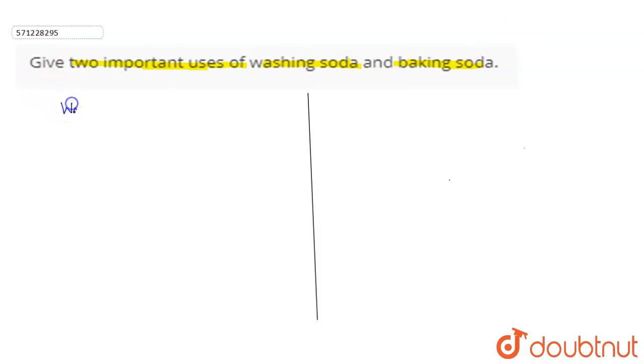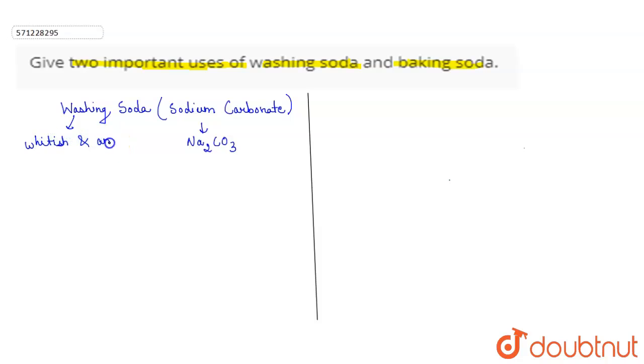So the common name of washing soda is sodium carbonate, and the chemical formula is Na2CO3. Washing soda is a whitish and odorless powder.